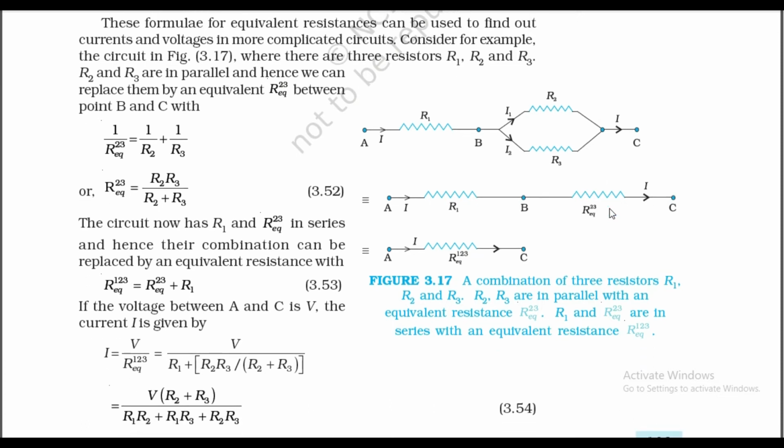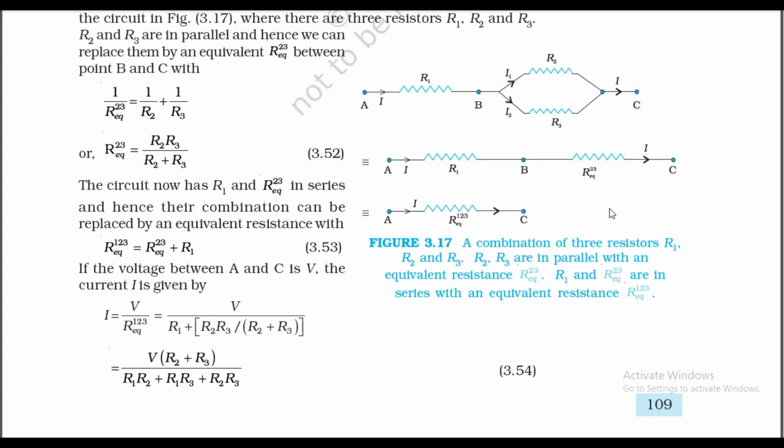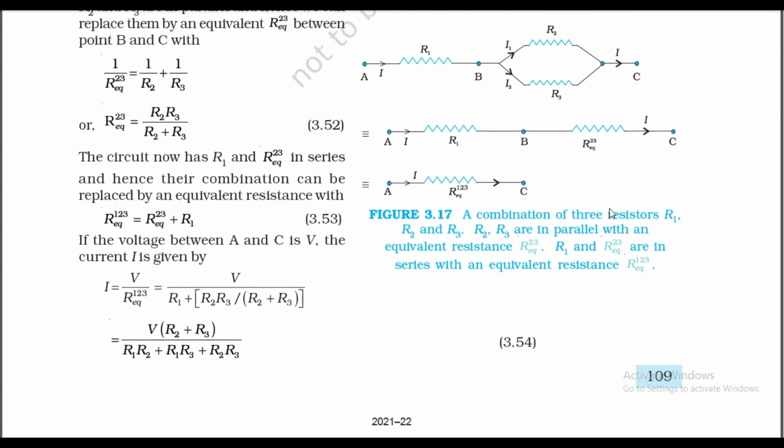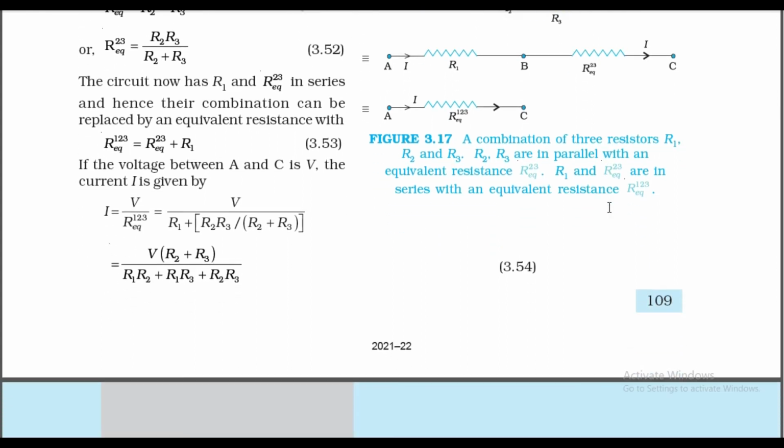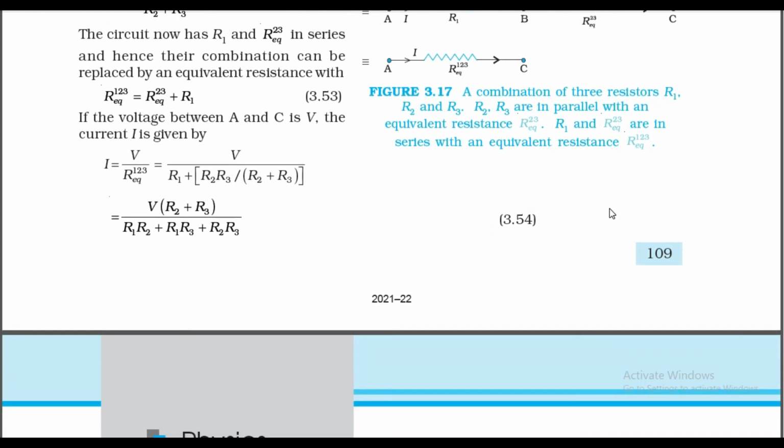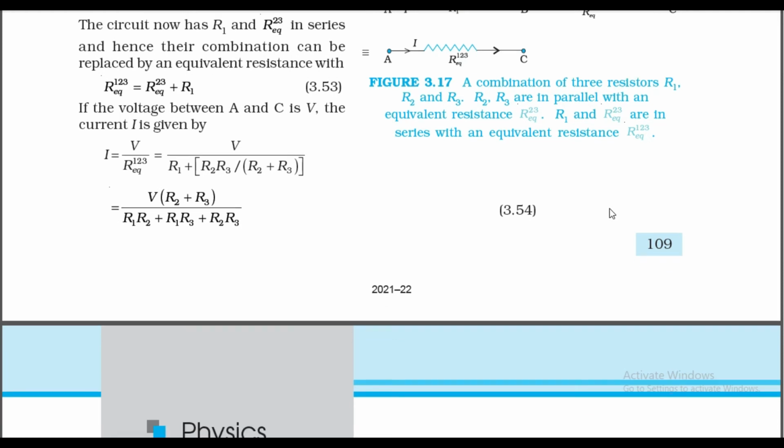If the voltage between A and C is V, the current I is given by I is equal to V divided by Req123, which is equal to V divided by (R1 plus R2 R3 divided by R2 plus R3), which is equal to V into (R2 plus R3) divided by (R1 R2 plus R1 R3 plus R2 R3).